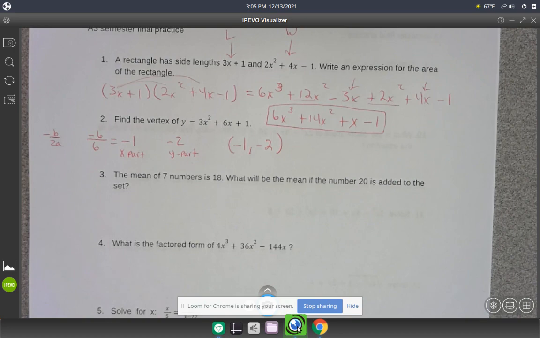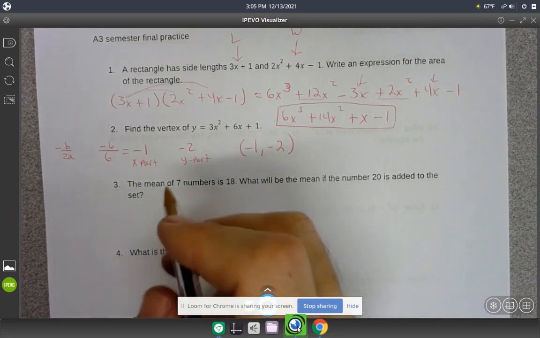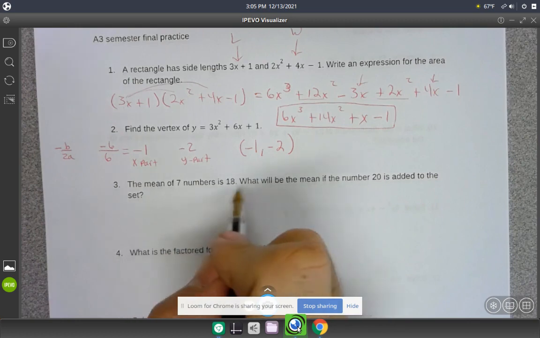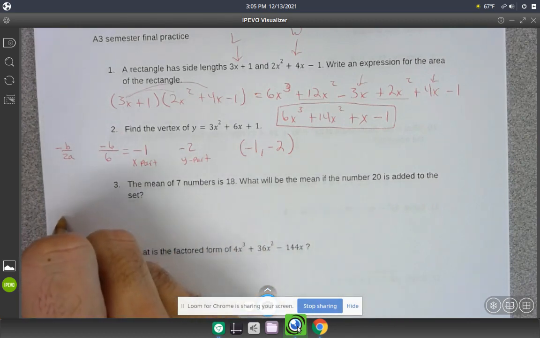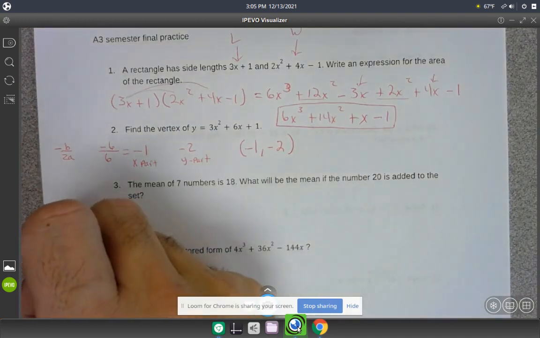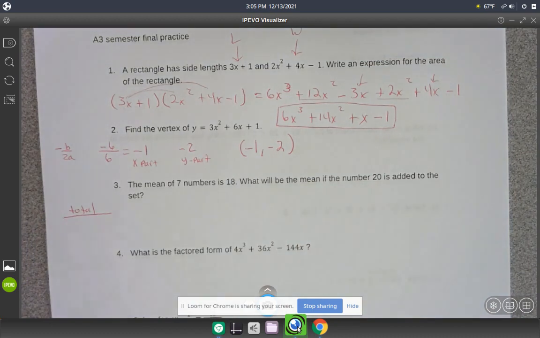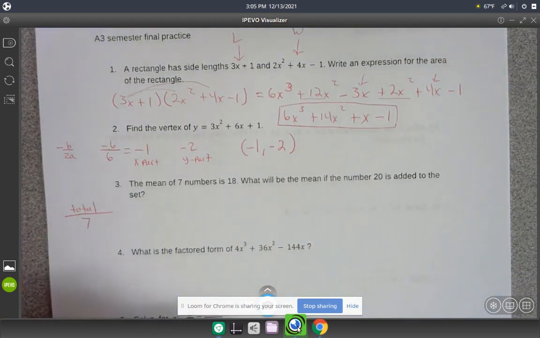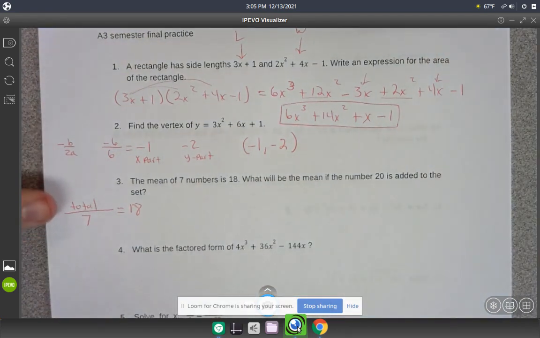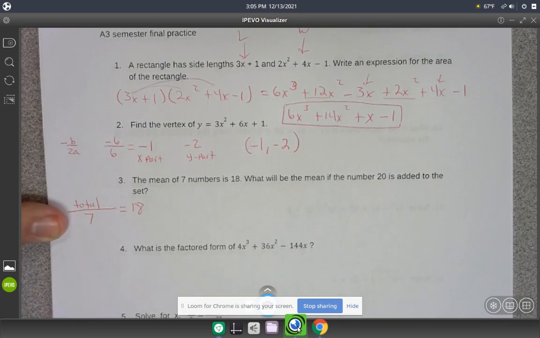Number 3, the mean of 7 numbers is 18. What will be the mean if the number 20 is added to the set? Okay, so the mean is another word for the average. So they're saying that the average of 7 numbers is equal to 18. So we don't know what each of them are, but we know that when we add them all together, the total divided by 7 is equal to 18. That's how you find the average, you add them all up and then divide by how many there are.